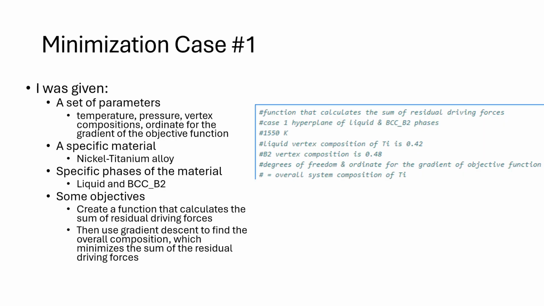So for minimization case number 1, I was given a set of parameters, a specific material, which is the nickel titanium alloy. I was given 2 specific phases of the material to look at, liquid and BCC-B2 phase, and I was also given some objectives: to create a function that calculates the sum of residual driving forces, then use gradient descent to find the overall composition which minimizes the sum of the residual driving forces. And on the right, it just shows how I put that in my code.